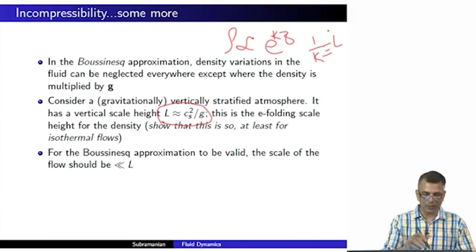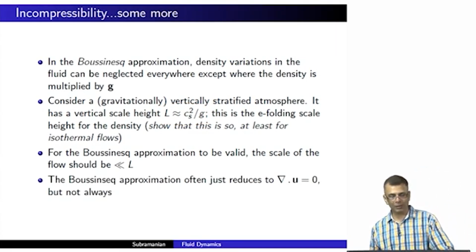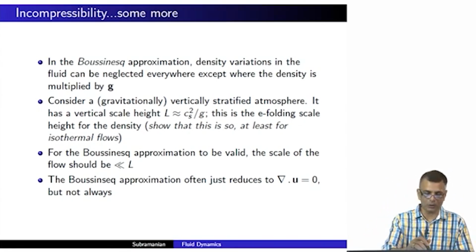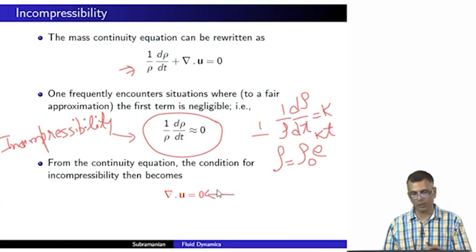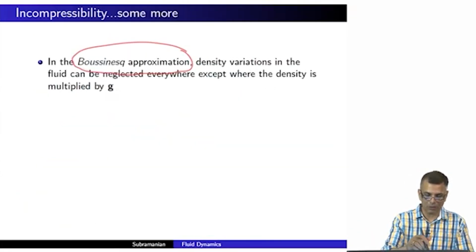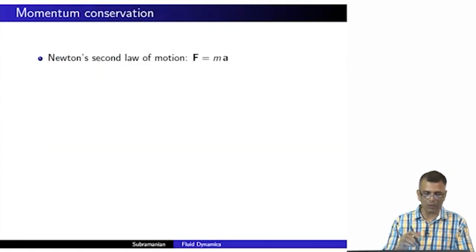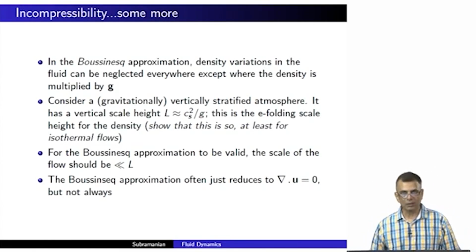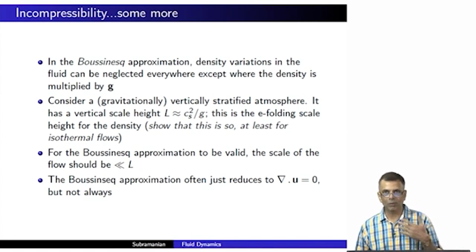Okay. Turns out, after having said all this, you'll be a little disappointed when I make this statement. The Boussinesq approximation often just reduces to divergence of u equals 0, which was just what we said earlier. It was just what we said here. This is the incompressibility condition anyway, right? So the Boussinesq approximation often just reduces to a divergence of u equals 0, but not always. Okay. So that is about mass conservation, and let us now march right ahead into momentum conservation.